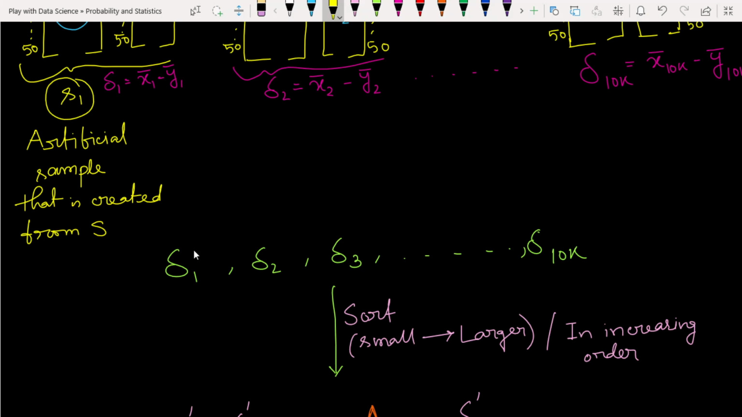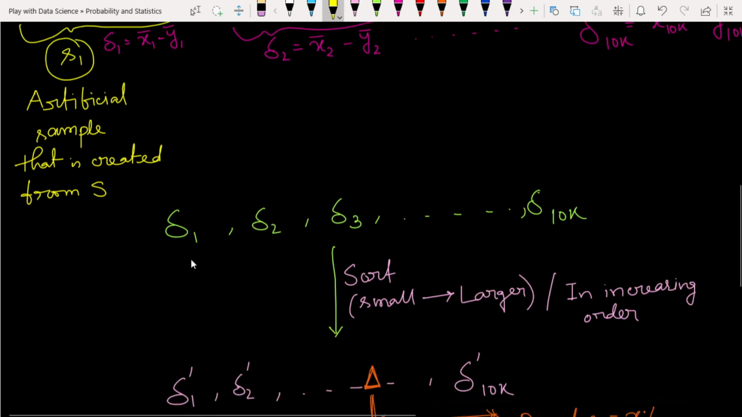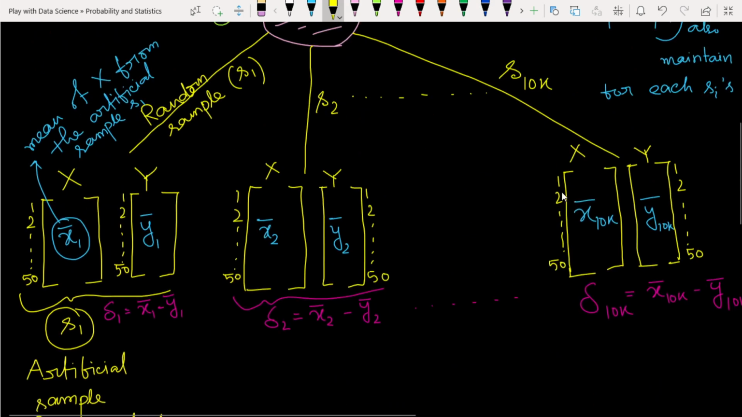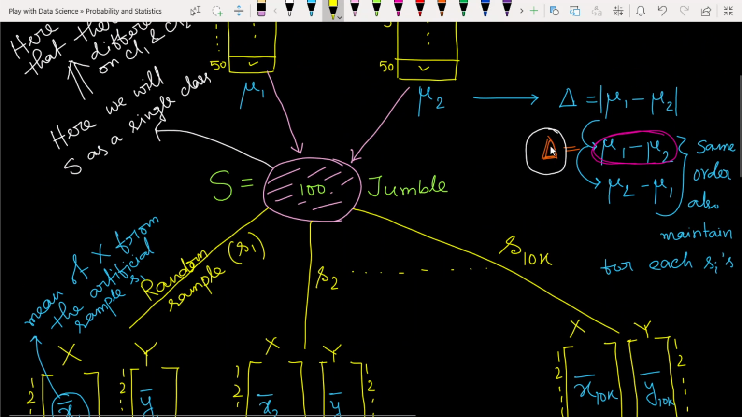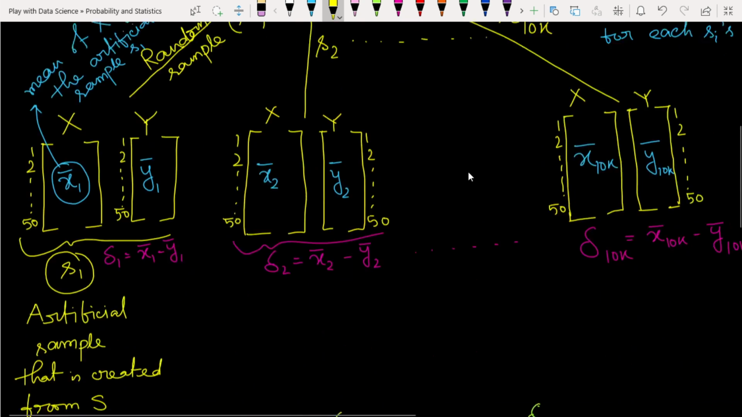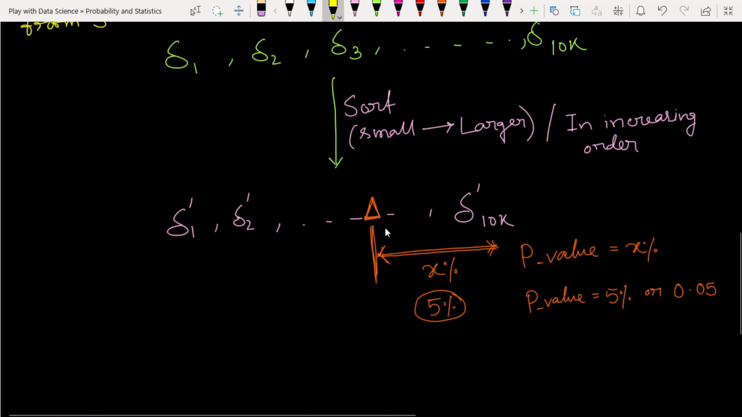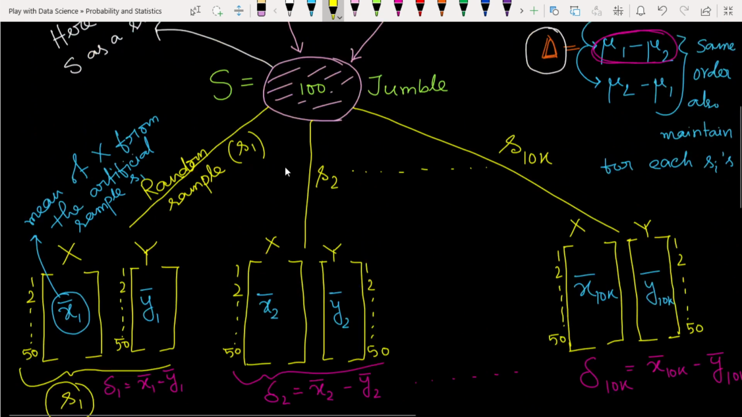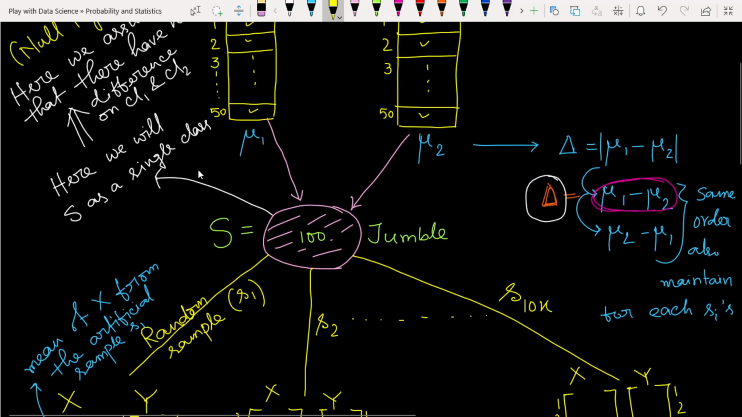After calculating the differences of the means of the artificial samples, we will find where the difference of the original means lies. This much amount of the data is larger than this. If this x value is larger, suppose it's 50%, greater than 5%, that means our assumption is correct, that there are no differences.